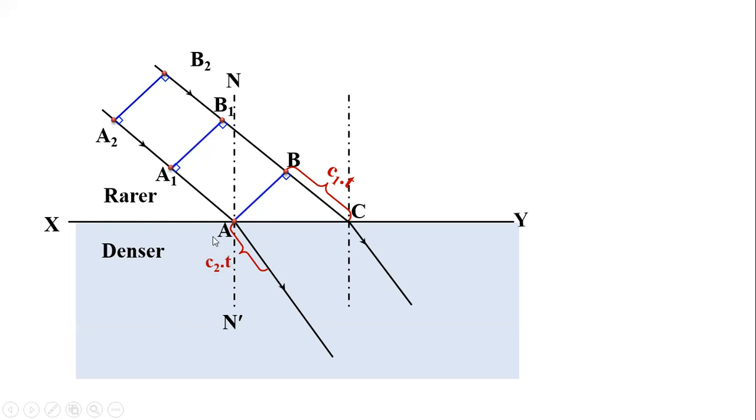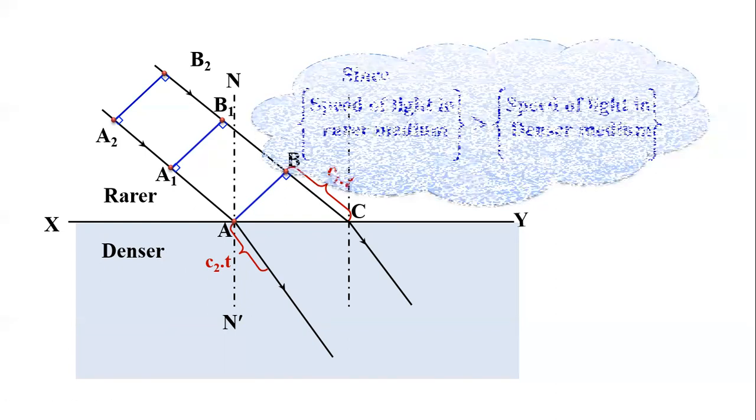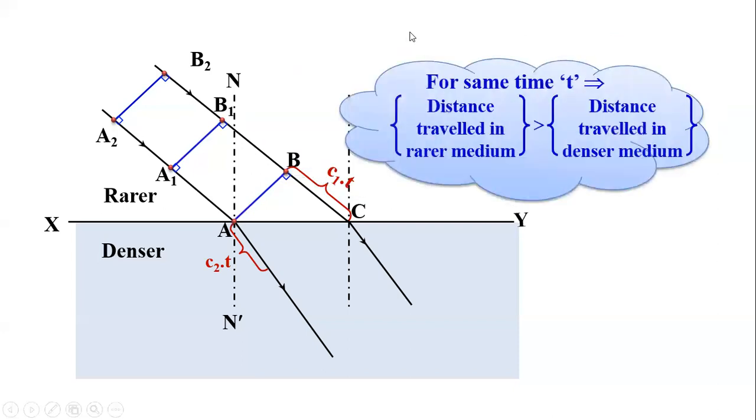The time is the same, but here C2t, this product will be less. That is, the distance traveled by the secondary waves from source A into the denser medium will be less. Why? Because the speed of light in the rarer medium is greater than the speed of light in the denser medium. Because C1 is greater than C2, C2t is less than C1t. For the same time t, the distance traveled in a rarer medium will be greater than the distance traveled in a denser medium. So C1t will be greater than C2t, so this distance BC will be greater than distance AD.